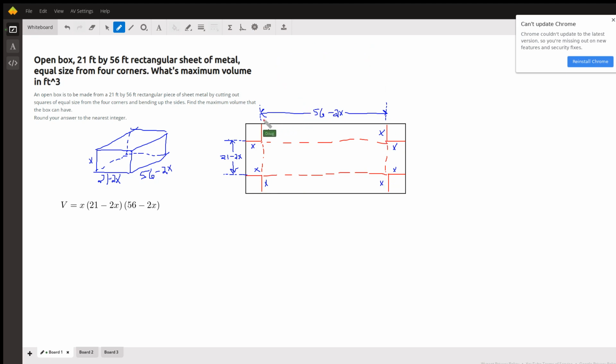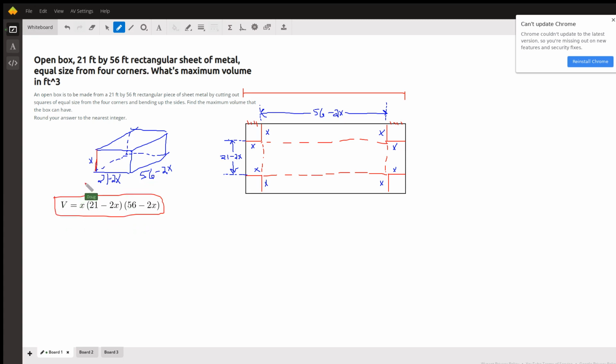Okay, and the idea is that if this length is 56, then this length right here is 56 take away 2 x's, these little pieces of the square that get cut out. And similarly for the width, this width is 21 minus 2x. When I fold up the box, the height of the box will be the size of the square. So that's what the box looks like, and there's a formula for the volume right there.